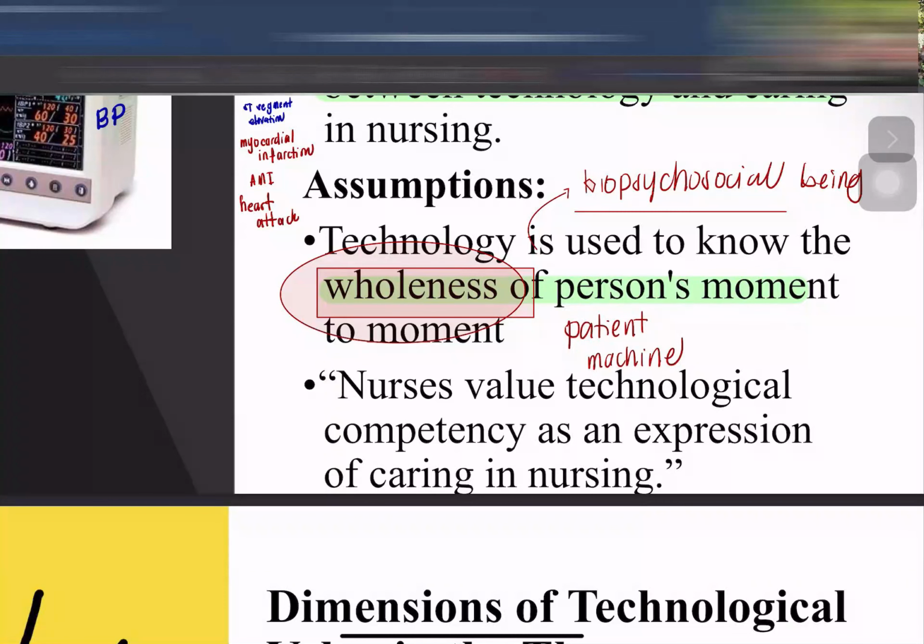Ano pa nga ba? 'Di ba in physical assessment, you would want to do the interview, you would also want to gather objective and subjective data from your patient. And then class, social, gusto mong makita, class, kung yung patient mo nagko-connect nga ba sa ibang tao. Okay? So if you would notice, the help of the technology is more on the biological aspect.